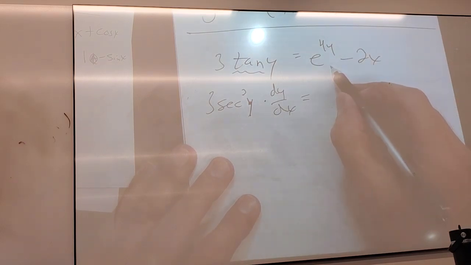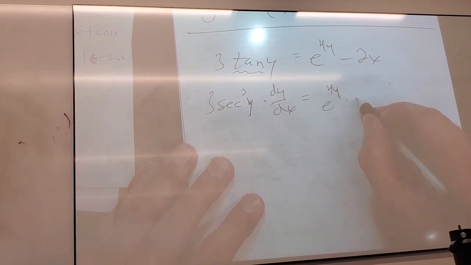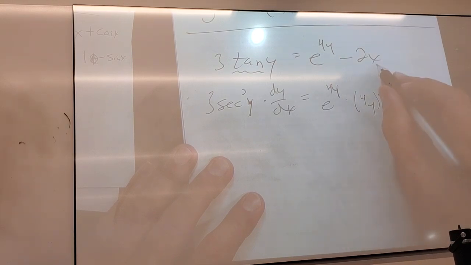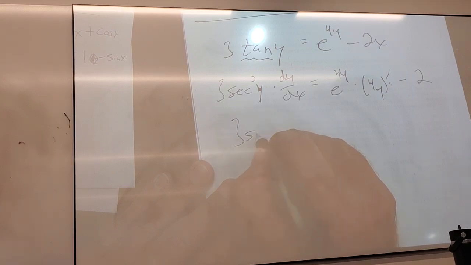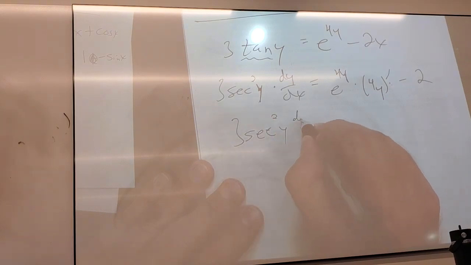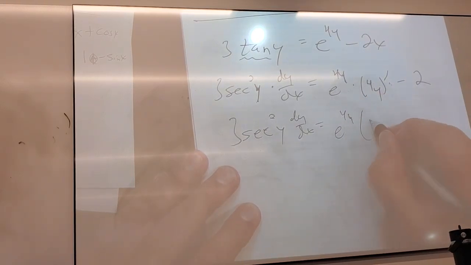What about this guy? Either 4y. Yeah, either form, that's awesome. Times... And then minus 2. So we get 3 secant squared y dy dx, e to the 4y. What's the derivative of 4y? 4 dy dx. 4 dy dx.